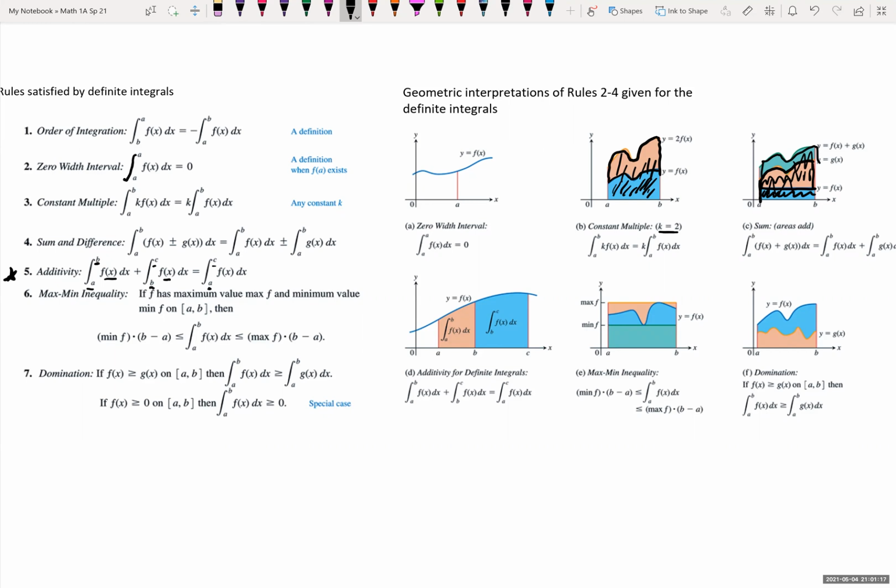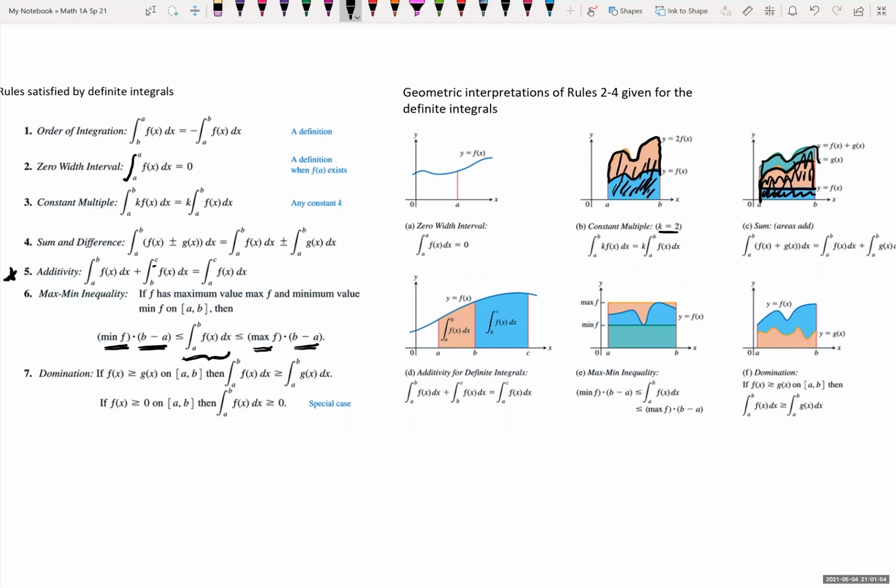So number 6 says max-min inequality. If f has a max value of f and a min value of f on [a, b], then what we can do is bound this integral. This is the same thing as the min value of f times b minus a. And on the other side, the max value of f times b minus a. Our integral, that area, would have to be in between those two.